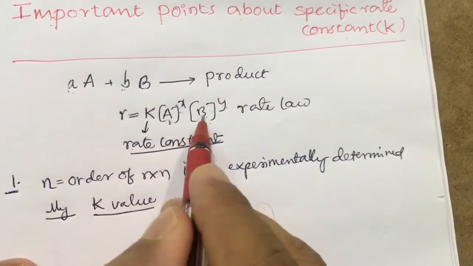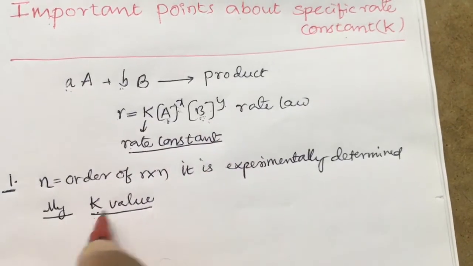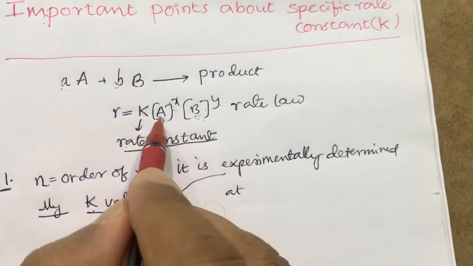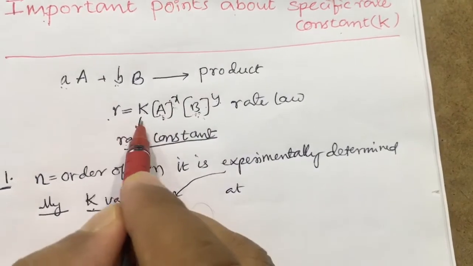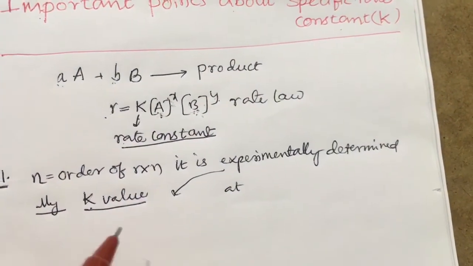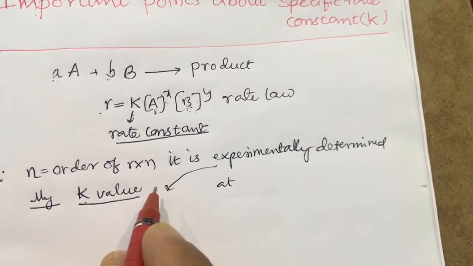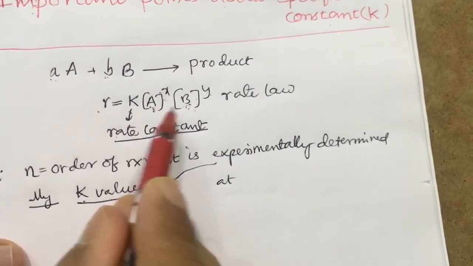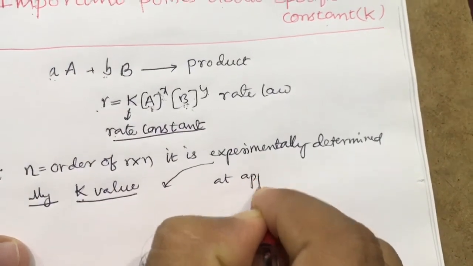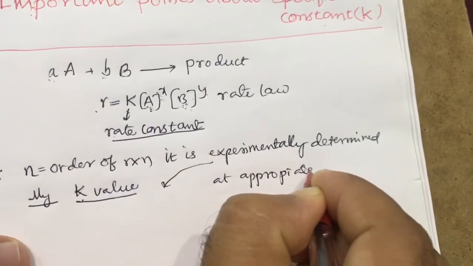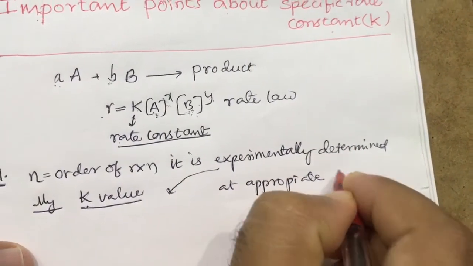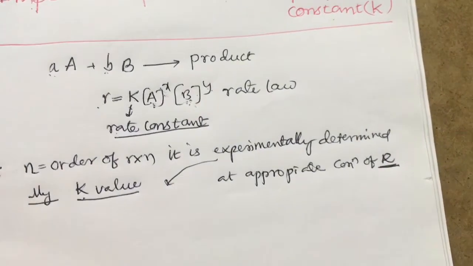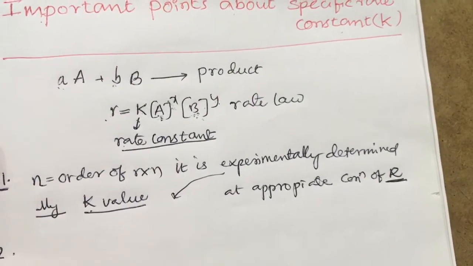That is, maybe A and B are there, and C, D are also there along with this. So the K value is also experimentally determined, because if you know the reactant concentration, order and rate, then only we can calculate K. If the order is experimentally determined, automatically K also is, because if you know the order, then we calculate K with respect to the appropriate concentration of the reactants. Okay, the next point.